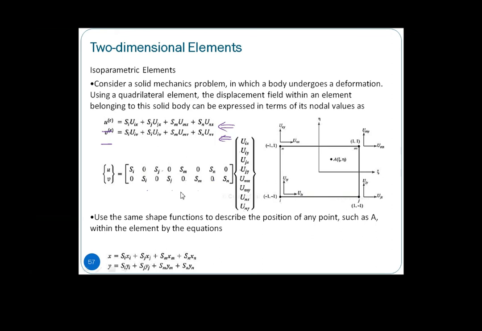At the same time, similar shape functions in terms of natural coordinates are also used to describe the position of any point. I want to describe its position x and y. I can say that x is SI xi plus SJ xj plus SM xm and SN xn. For y, it is SI yi, SJ yj, SM ym and SN yn. So the same shape functions are used to describe its position as well as the parameters, here the deformations.